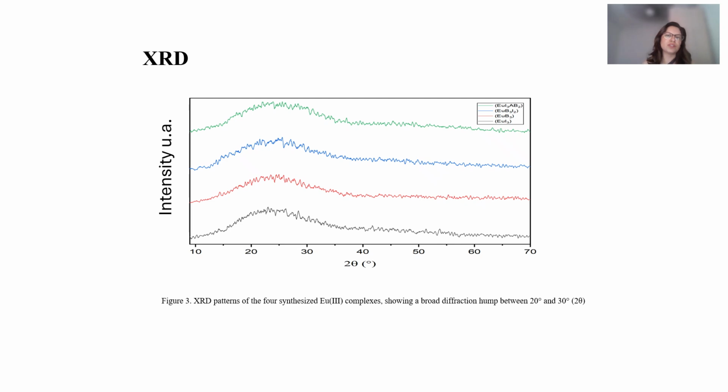X-ray diffraction was used to evaluate the structural order of the synthesized materials, as shown in the different diffraction patterns. All samples exhibit a broad diffuse halo centered between approximately 20 and 30 degrees, and in addition, no sharp Bragg reflections are observed. The results indicate that all synthesized coordination compounds possess a predominantly amorphous structure.